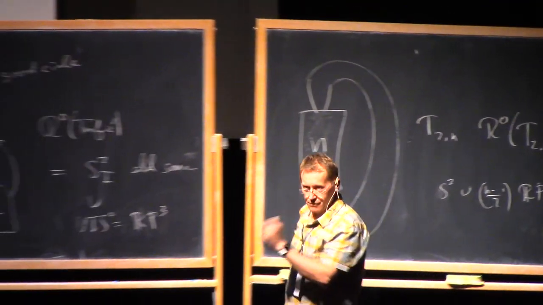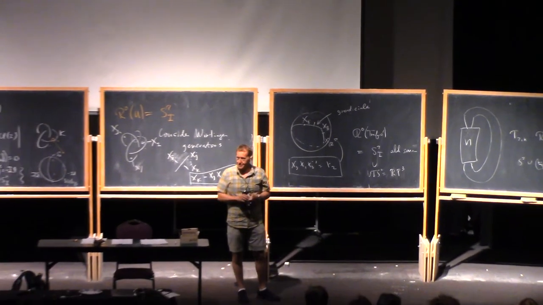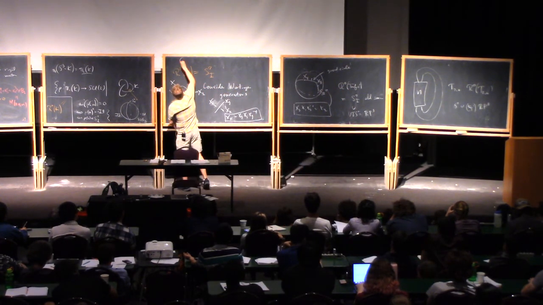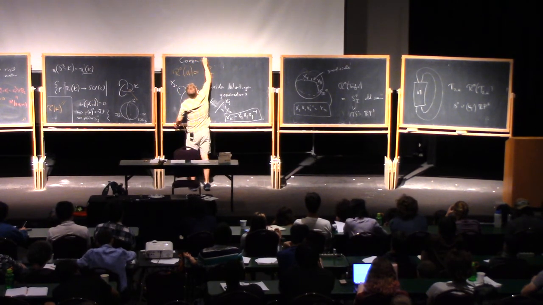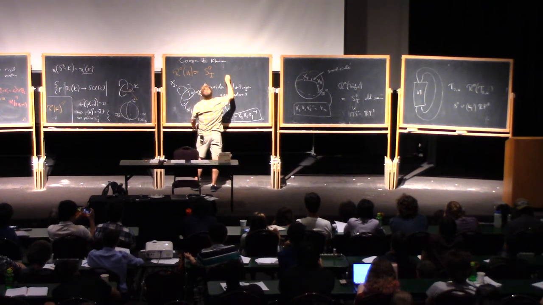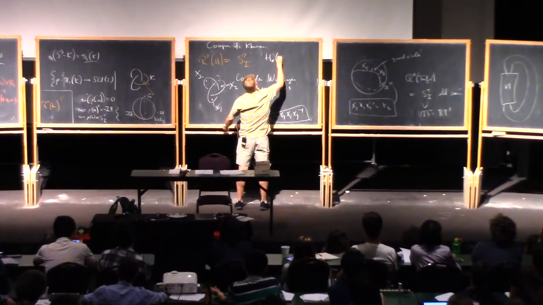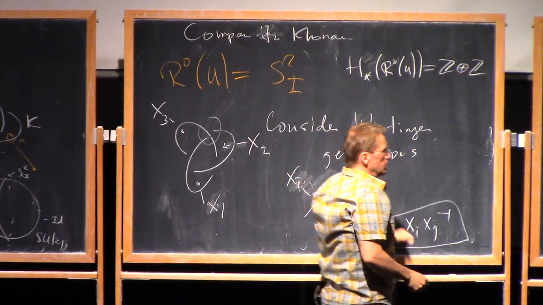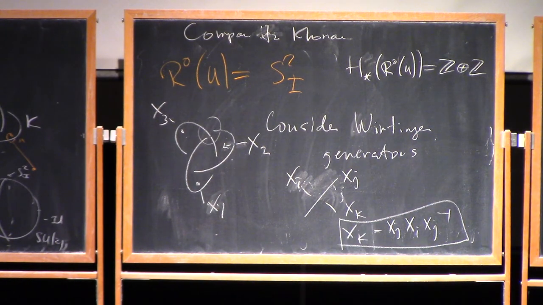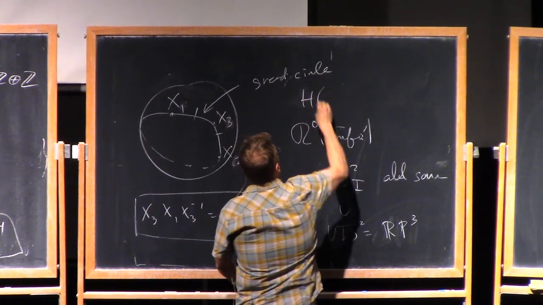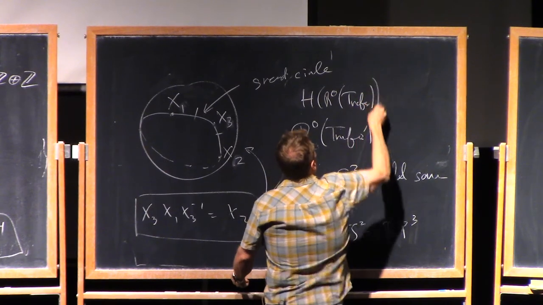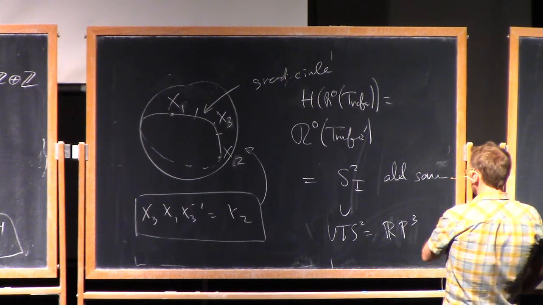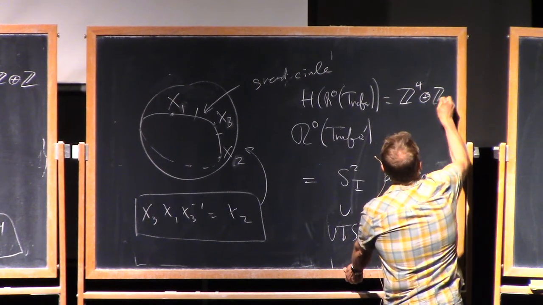Well, in Jake's lecture on Khovanov homology, he told you what the Khovanov homology of these knots was. And as an ungraded gadget, we're going to compare to Khovanov. So we notice that the homology of the representation variety of the unknot, well, it's the two-sphere, so it's Z plus Z. Forget about the grading. If I look at the homology of R0 of the trefoil, there's a Z plus Z from here, and the homology of RP3 is Z, Z2, 0, Z. So it's Z to the fourth plus Z2.